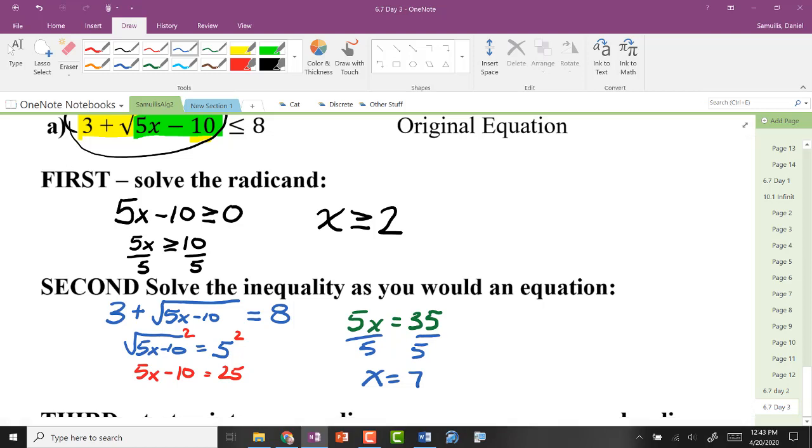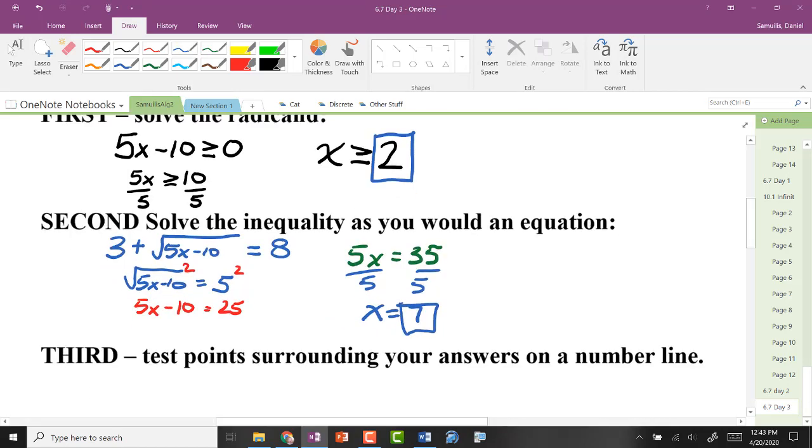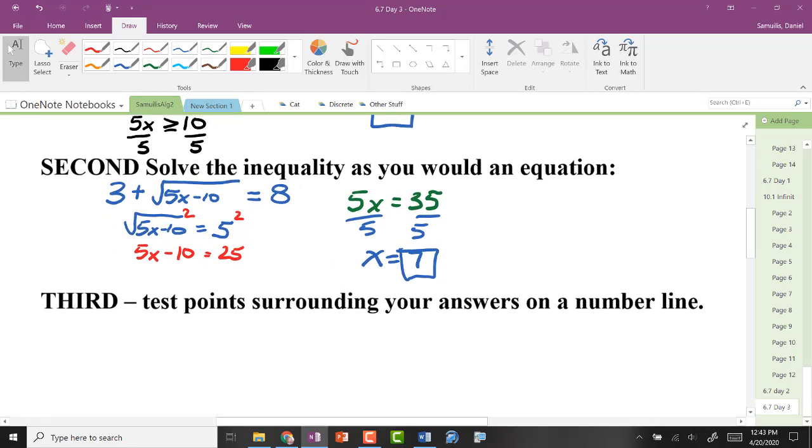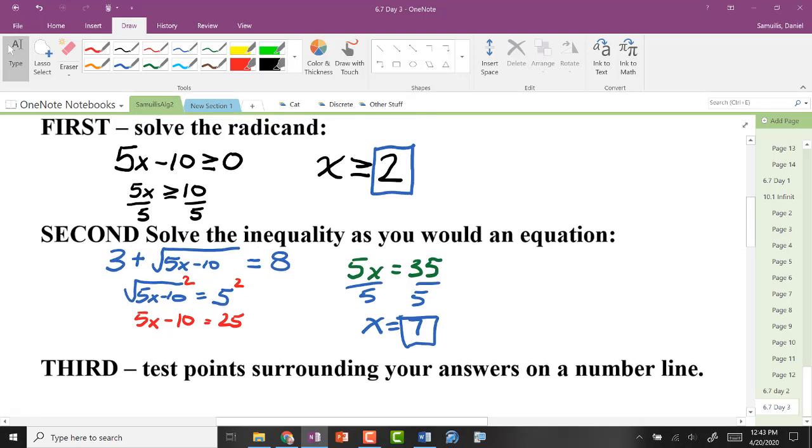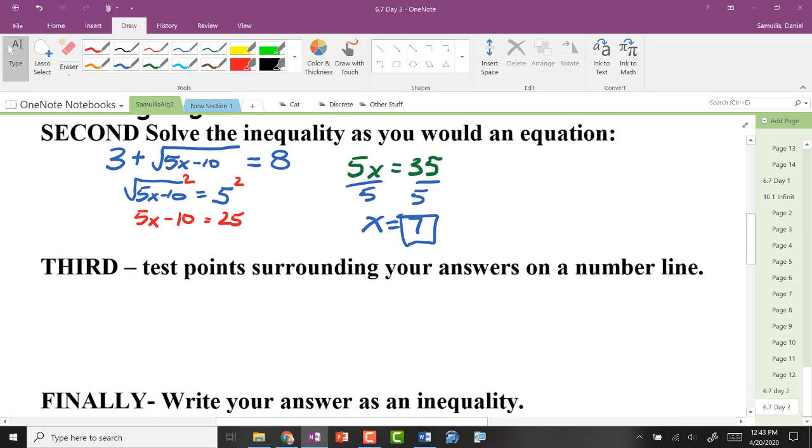Basically what I want to do is take these two numbers and set them on a number line to determine the exact solution for this. So test the points surrounding the answers on the number line. I did say that my x values have to be greater than or equal to 2, but we're just going to use this test point to come up with the answer. So I'm putting my two numbers on the number line, 2 and 7. And what we need to do is test points in each of these areas.